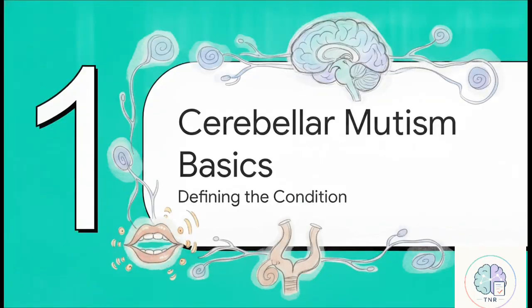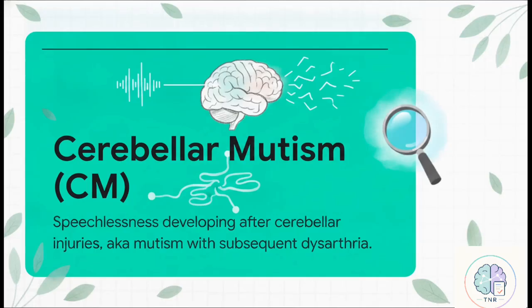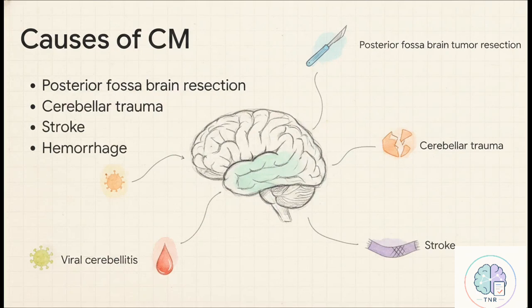All right, Section 1, cerebellar mutism, the basics. Let's get right into it. To define it clearly, cerebellar mutism, or CM, is literally a state of speechlessness that develops after an injury to the cerebellum. Now, if you're digging into the literature, you might also see this referred to as mutism with subsequent dysarthria. So what actually causes this sudden loss of speech?